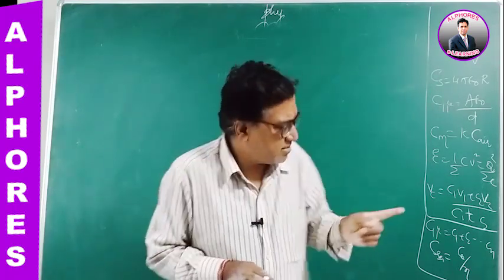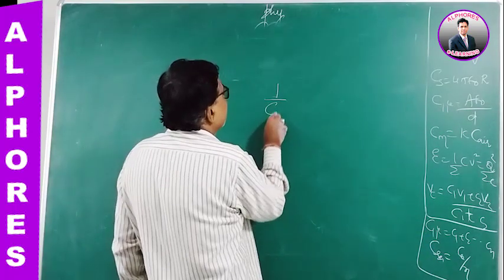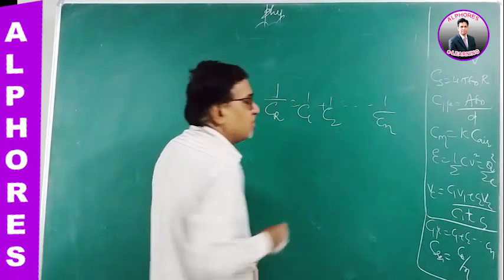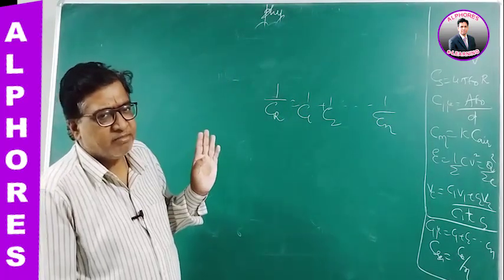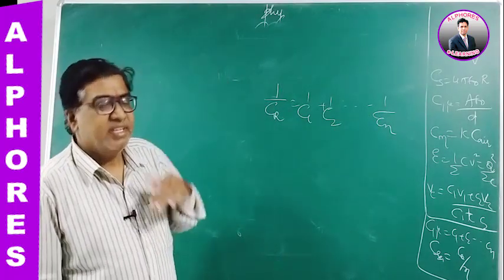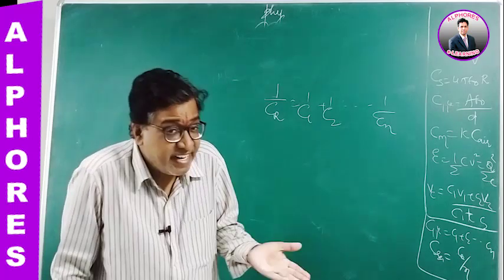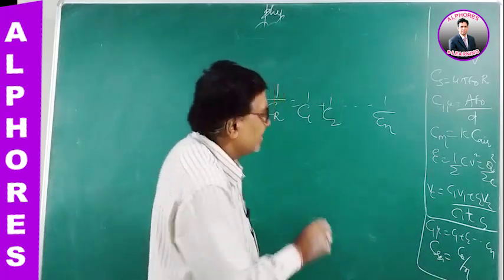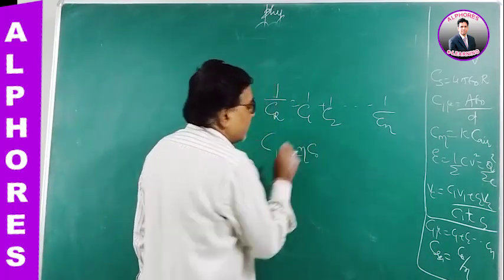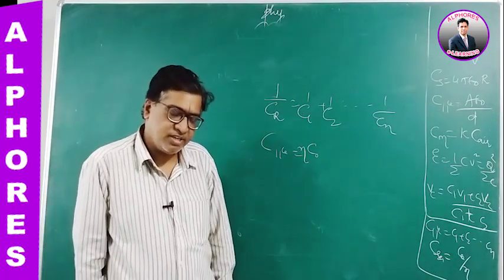If the elements are in series, the resultant capacity is given by 1 by C1 plus 1 by C2 up to 1 by Cn, where n is the number of elements. You add the reciprocals. If they are in parallel, the resultant capacity is C1 plus C2 plus C3 and so on. If identical capacitors C0 are in series, the resultant is C0 by N. Similarly, if identical capacitors are in parallel, the resultant is N times C. Thank you.